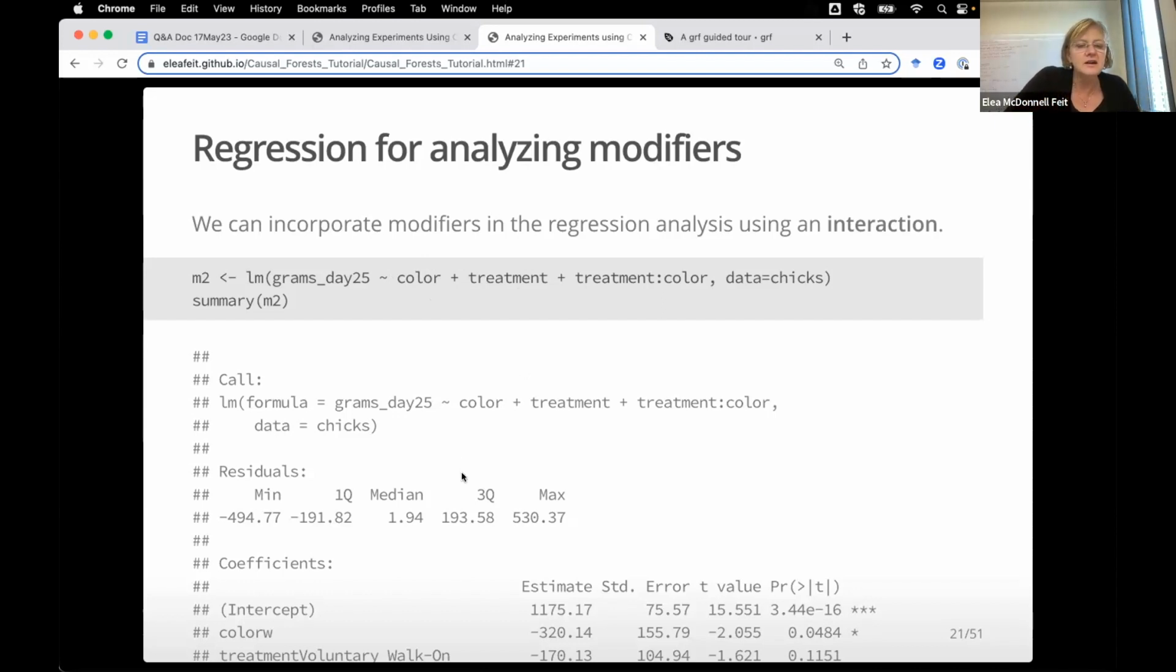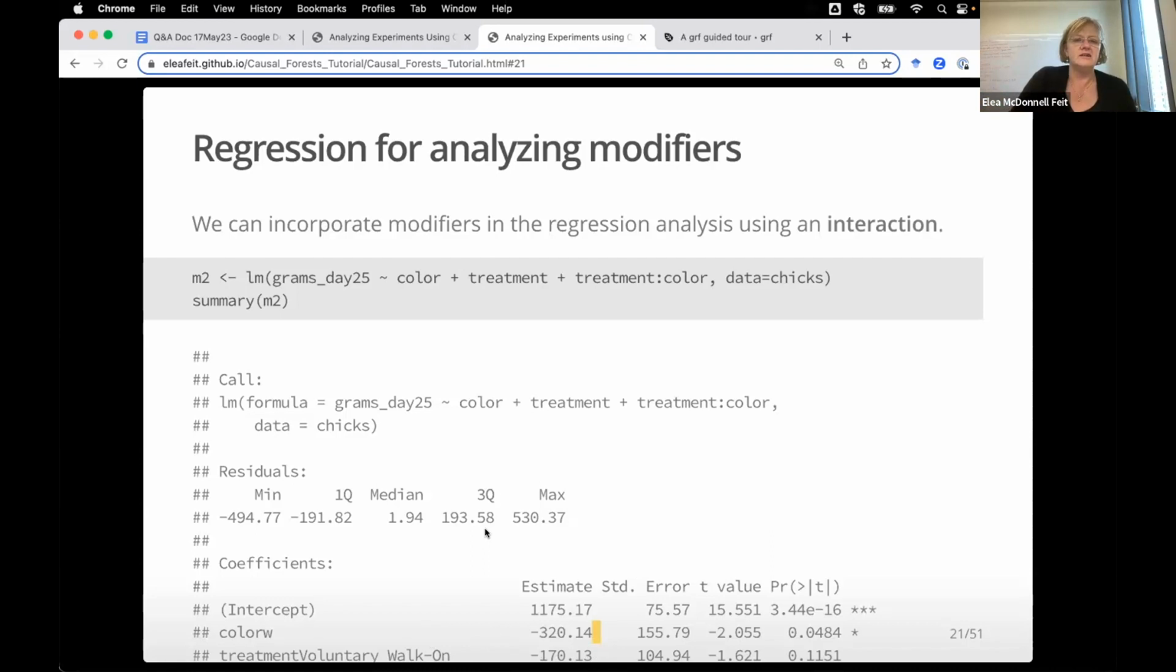If we look at the regressions, you can see the important parts of the regression. It's cut off on the bottom of the screen. So the intercept is 1,175.17 grams. The color effect is minus 320. And that's saying when the color is white, so it says color W, then the chick's weight at day 25 is 320 grams less. And then the treatment voluntary walk-on is 170, and that's for the brown chicks.